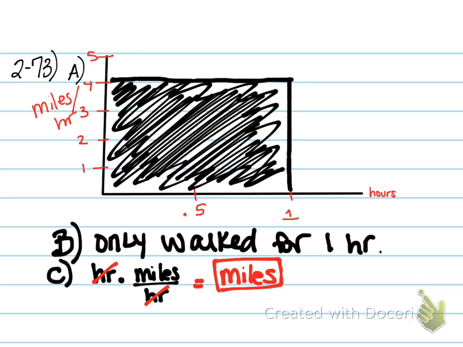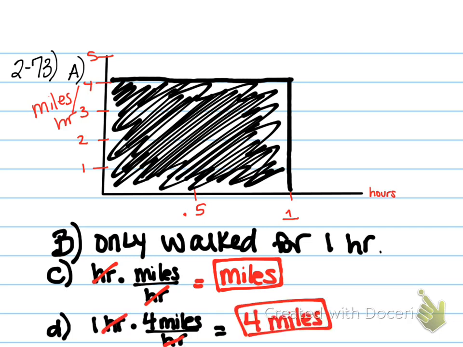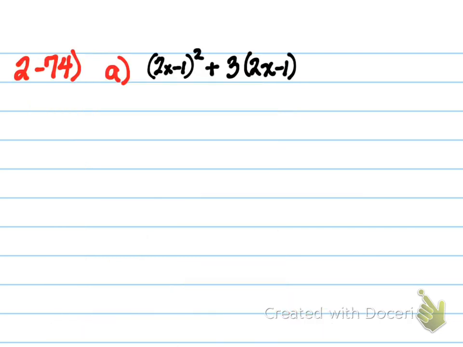So on C, it was asking you to figure out your units. Well, the x-axis is hours and the y-axis is miles per hour. So the area is actually represented by miles, and the area of this particular region is going to be 4 miles.